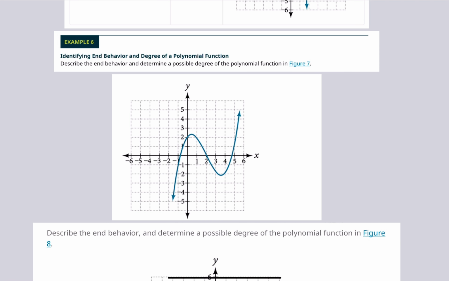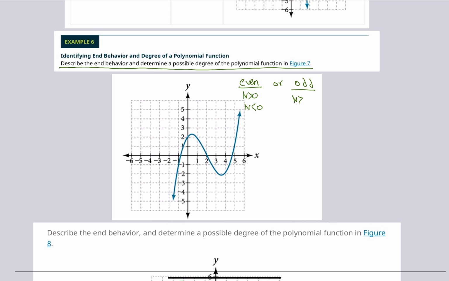Now let's have a look at this function. Remember, we took 4 different cases. They're asking us to describe the end behavior and determine a possible degree of the polynomial function. Now, the first thing is we have even or odd, right? With even, we're going to get 2 cases, if k is positive or k is negative. And with odd, we also have 2 cases, if k is positive or if k is negative.